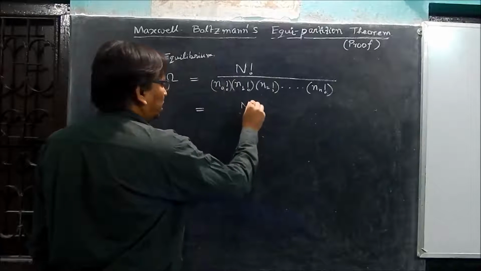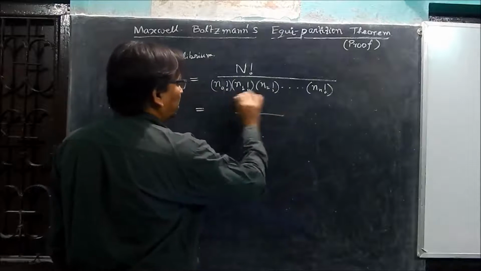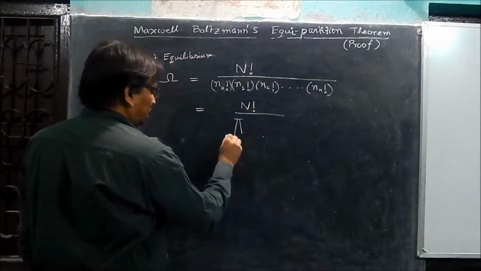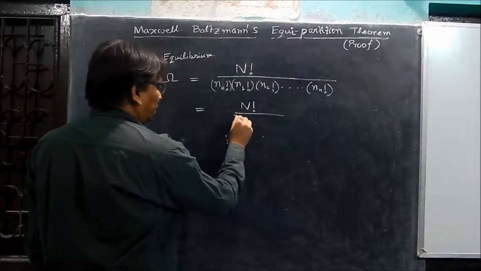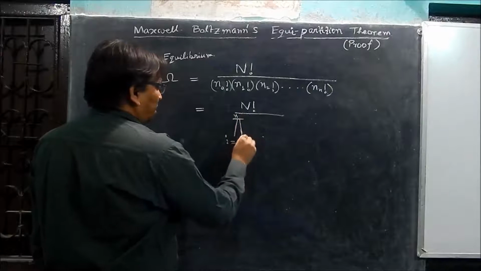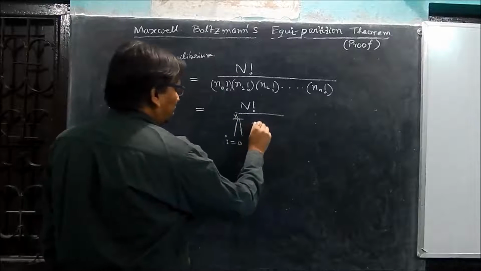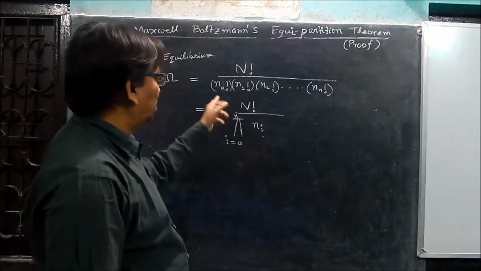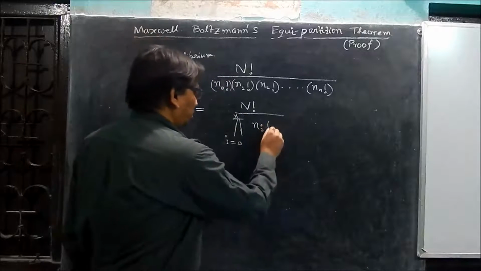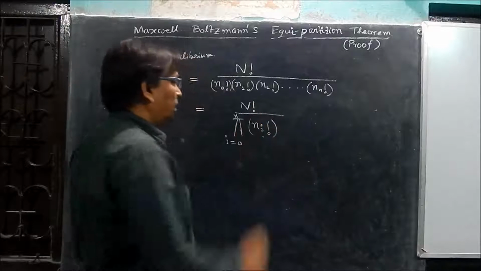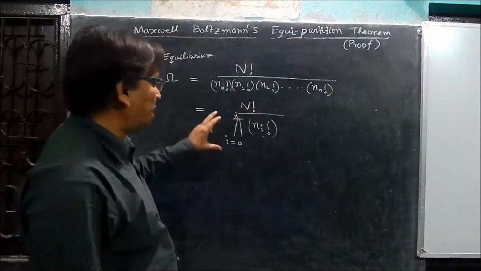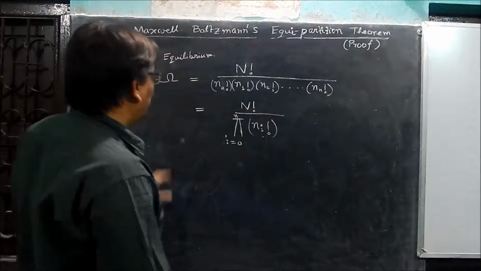So this will be N factorial divided by pi, with i equal to 0 to n, of ni factorial. Pi means the product, so once you put 1, then 2, and so on, it will be a factorial of course. So in brief we can write it by notation where pi means multiplication. So you have to maximize this.